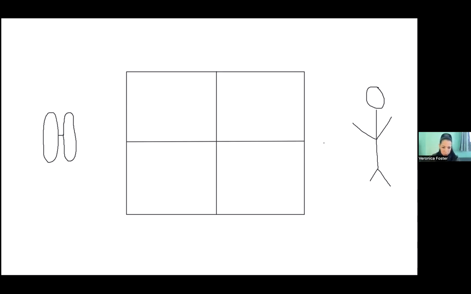So I'm going to put a little text box here. This is the right atrium. And then this is the left atrium. And the right ventricle and the left ventricle. I'm going to move that over. All right, so we've identified the chambers.